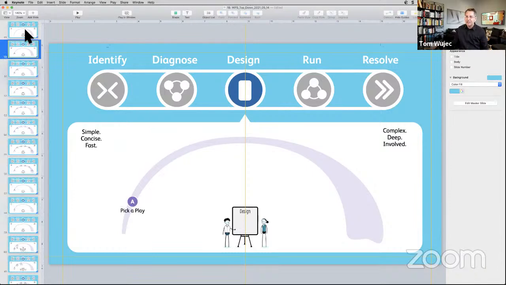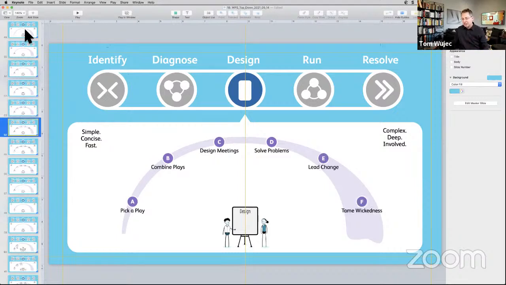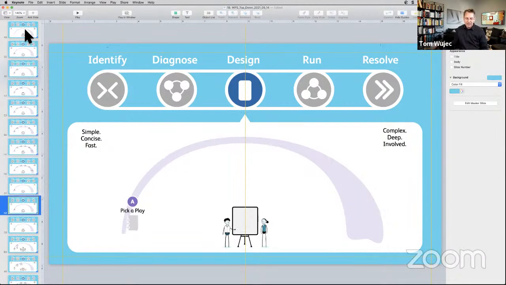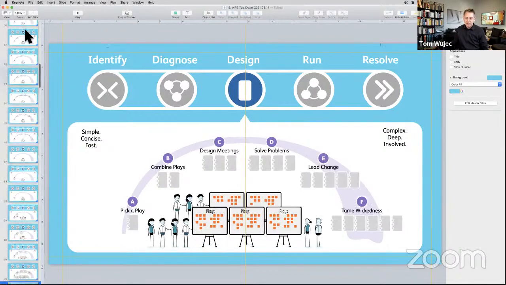So from picking an individual play, that's one diagram, or combining plays like 2 or 3 or 4 diagrams, to designing meetings, to solving more complex problems, to leading change, to actually taming wickedness. Each is built on the same principles, I believe, and each builds to a richer collection. What you're exploring is taming wickedness. And as we look at these toolkits of how we can make sense of information, we have to graduate and figure out what's the degree of the problem that we're solving.